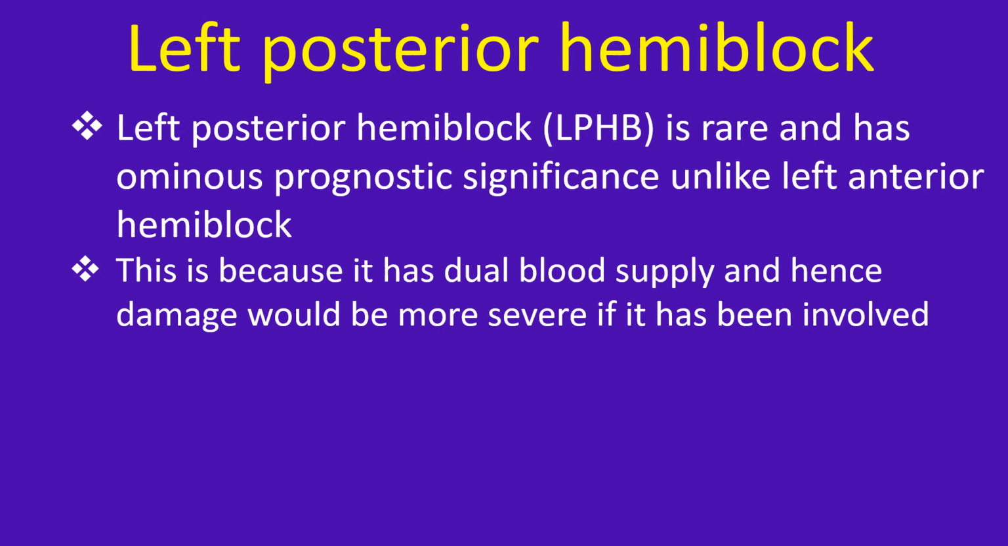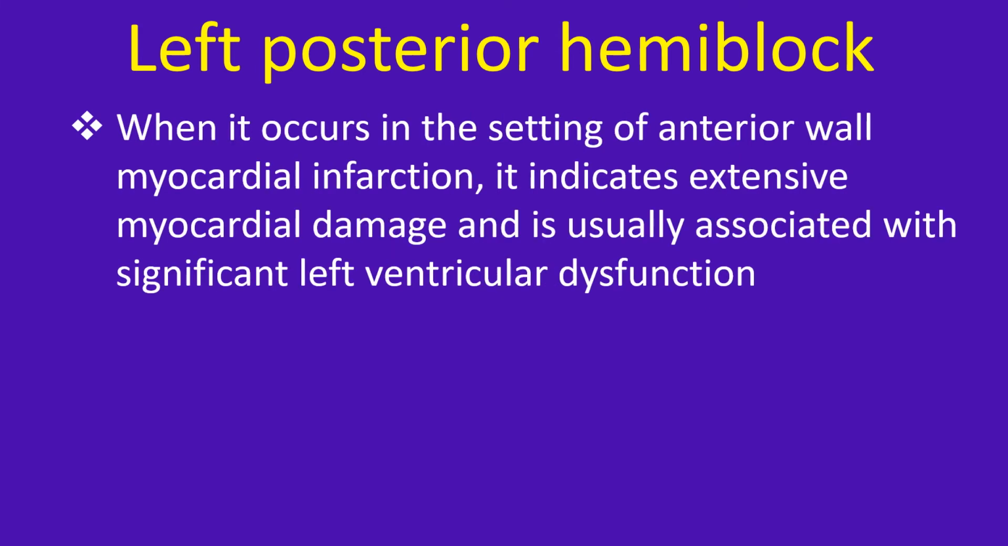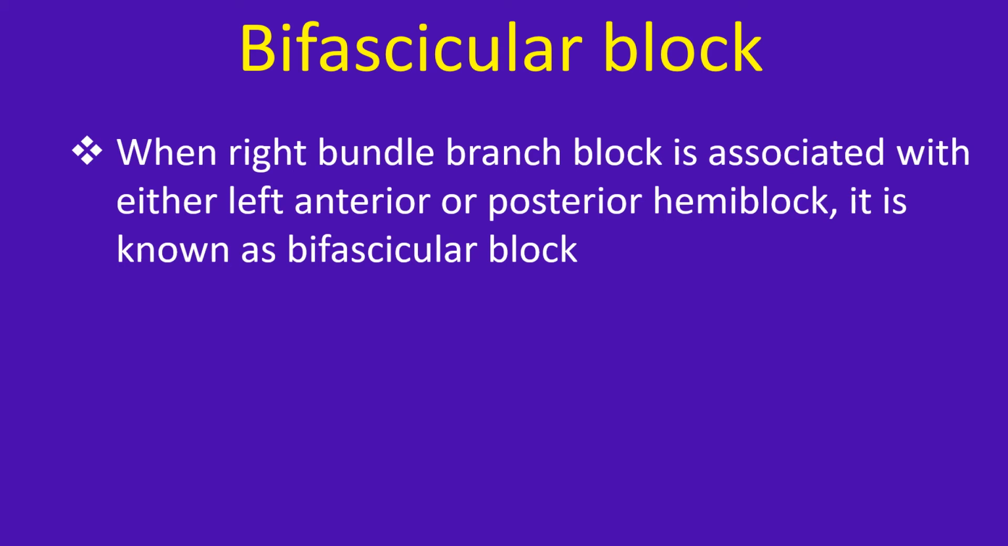Left posterior hemiblock is rare and has ominous prognostic significance, unlike left anterior hemiblock. This is because it has dual blood supply and hence damage would be more severe if it has been involved. When it occurs in the setting of anterior myocardial infarction, it indicates extensive myocardial damage and is usually associated with significant left ventricular dysfunction. When right bundle branch block is associated with either left anterior or left posterior hemiblock, it is known as bifascicular block.